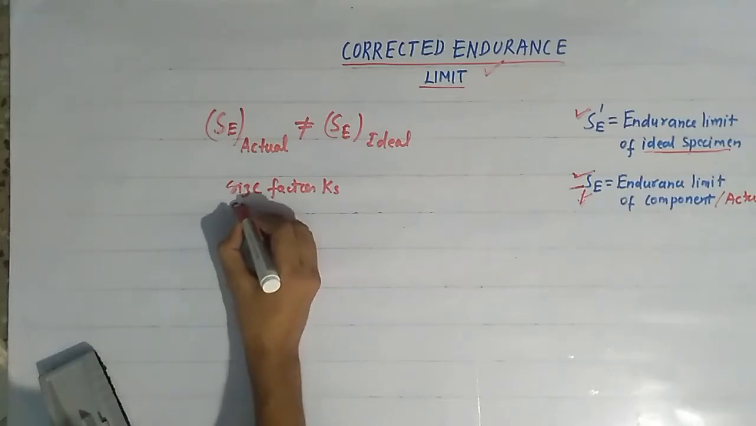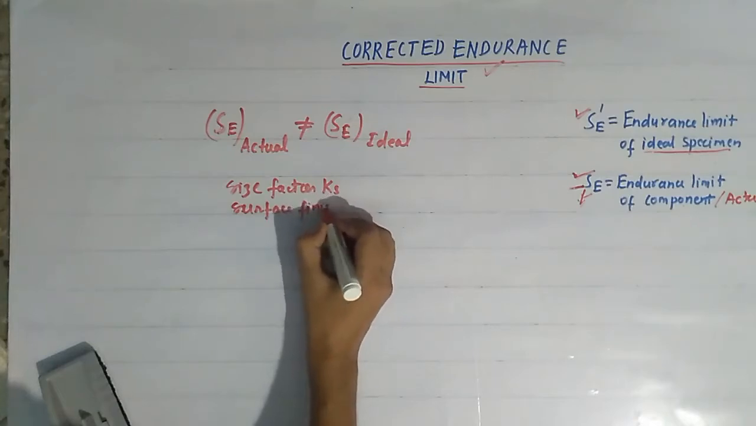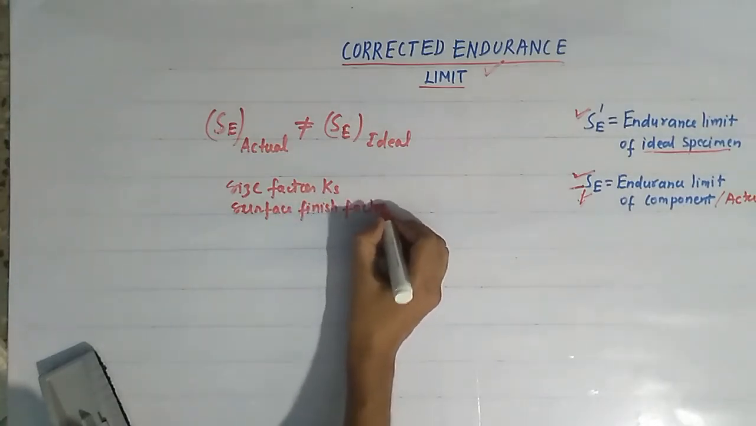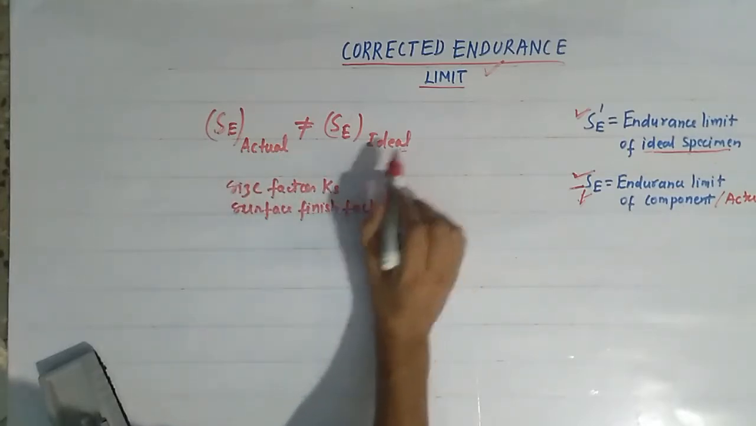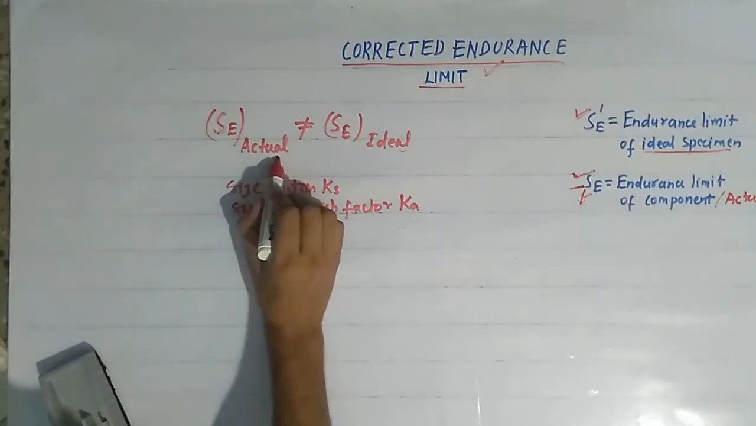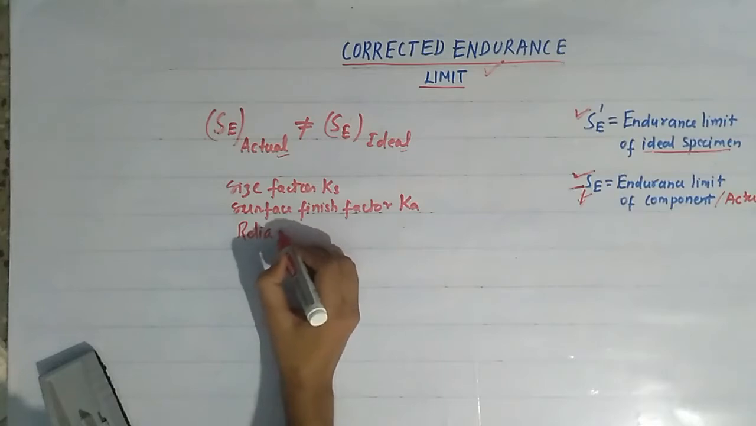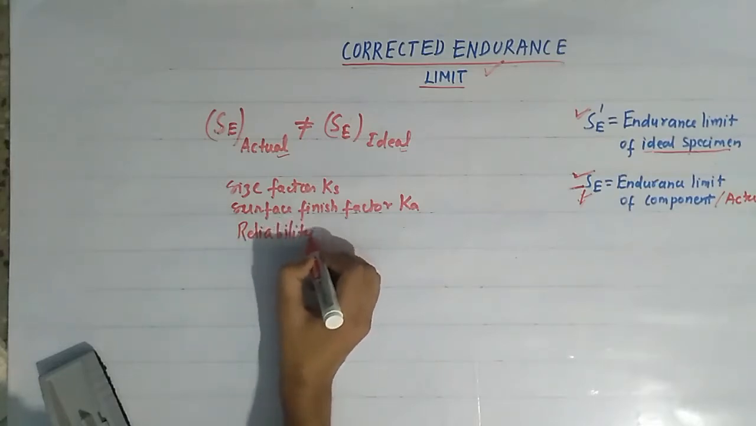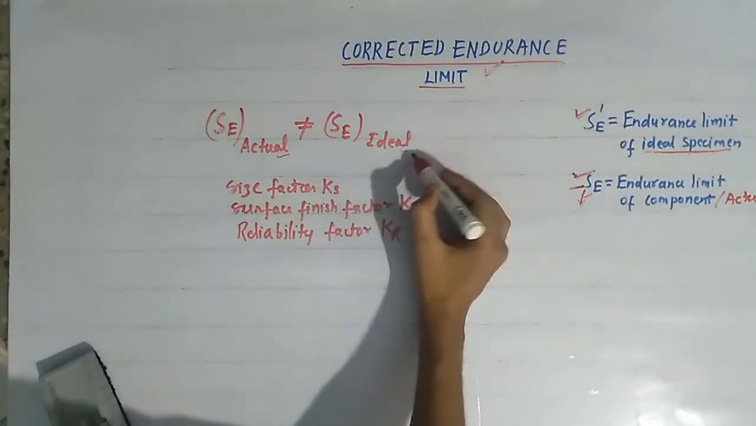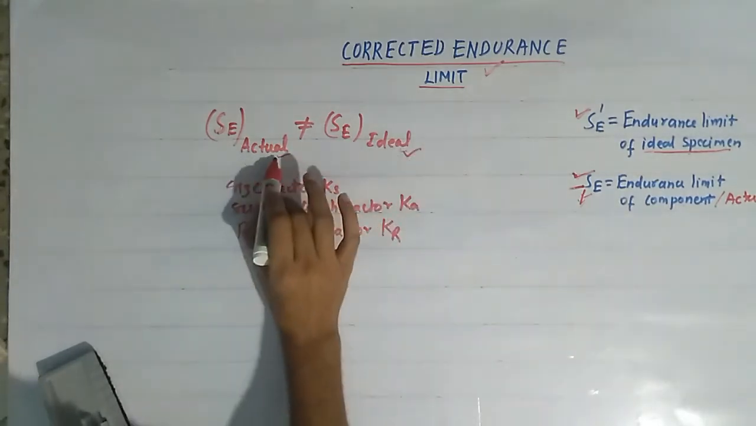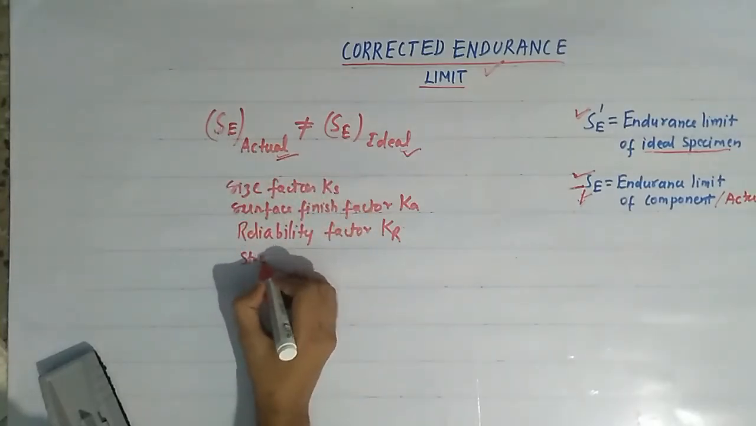Next is the surface finish factor, which is denoted by Ka, because the surface finish of the ideal specimen is not equal to the surface finish of the actual component. And next is the reliability factor, which is denoted by Kr, because the reliability of the ideal component is not the same as the reliability of the actual component.